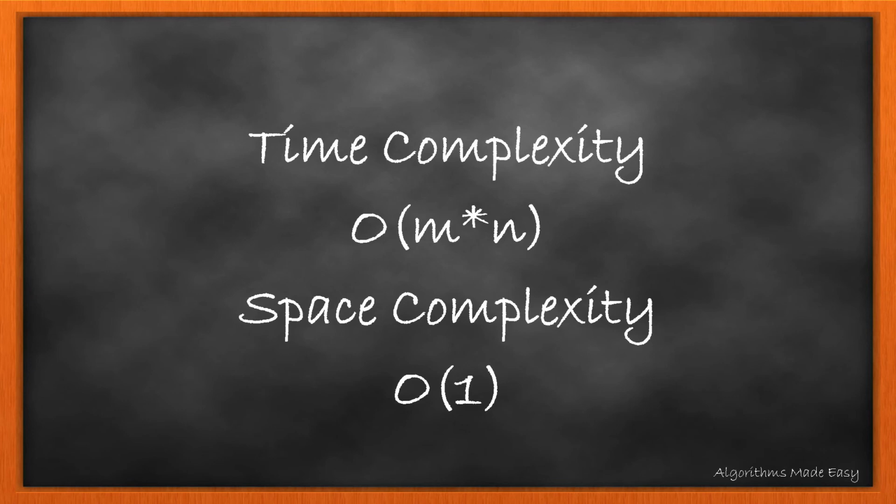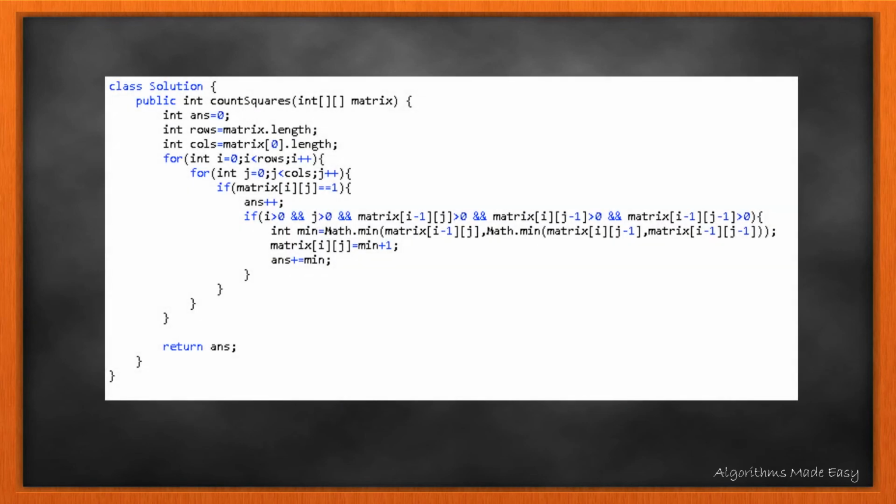The time complexity of this algorithm is m into n, where m and n are the number of rows and columns. The space complexity here is O of 1. Here's the code snippet. Also, check out the link to the Java code in the description below.